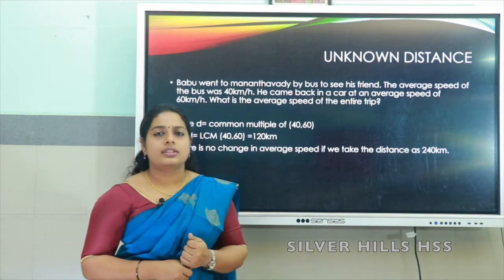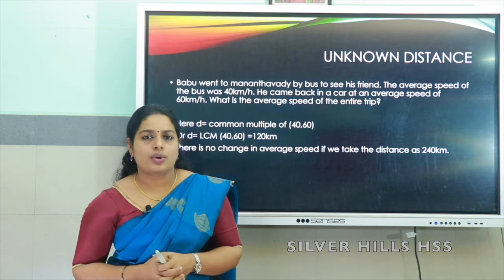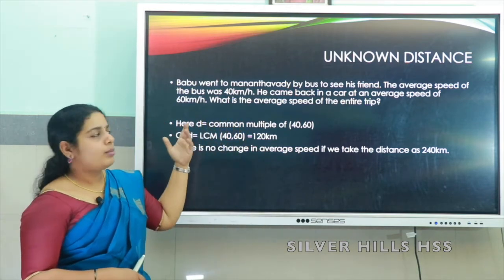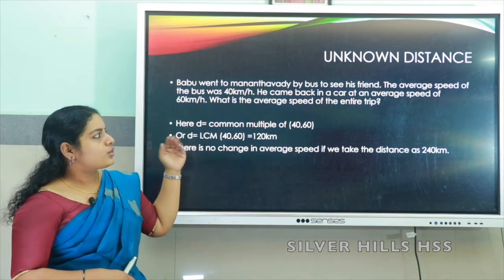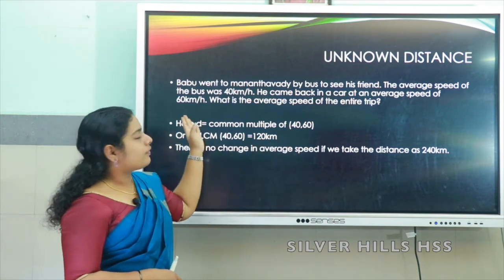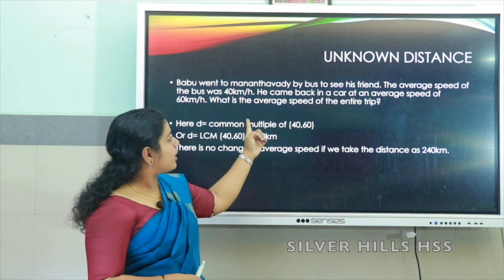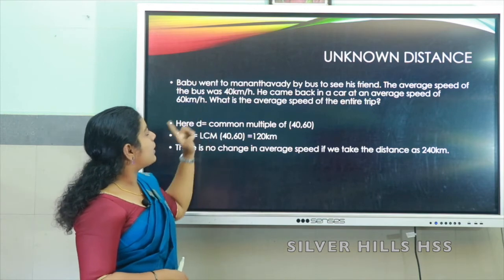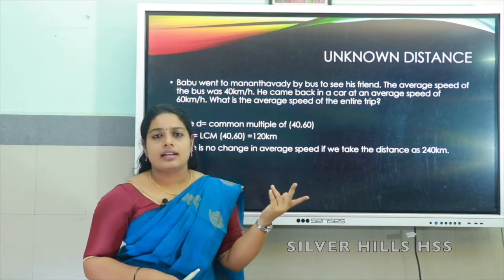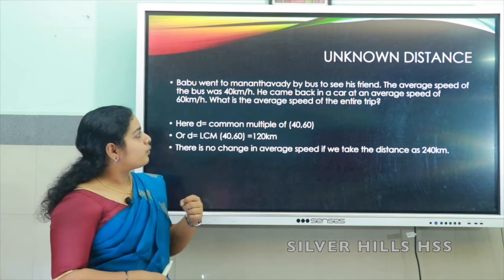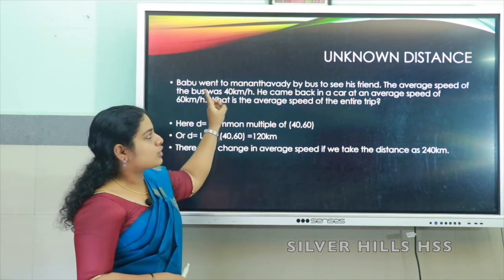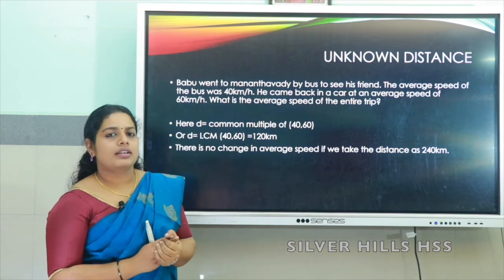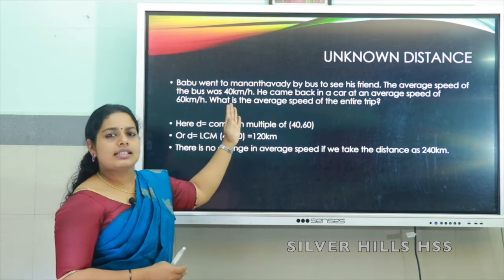Next we have unknown distance. What is meant by unknown distance? That is, the distance is not known. We have an example here. Babu went to Manandavadi by bus to see his friend. The average speed of the bus was 40 kilometer per hour. He came back in a car at an average speed of 60 kilometer per hour. What is the average speed of the entire trip? Here the two speeds are given, but to find the distance or time, one of them should be given. Here both distance and time are not given.